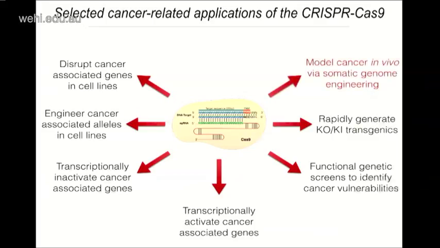We asked the question, could we use this technology to accelerate functional genomics in the whole animal? Could we use CRISPR technologies to mutate cancer genes directly in the cells of living mice? And would that allow us to accelerate the pace of functional genomics? And fortunately, the answer is yes.